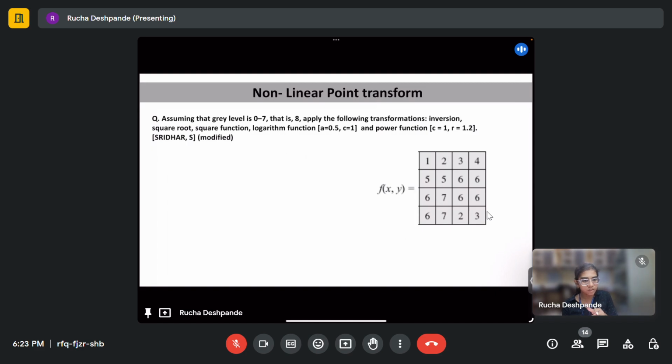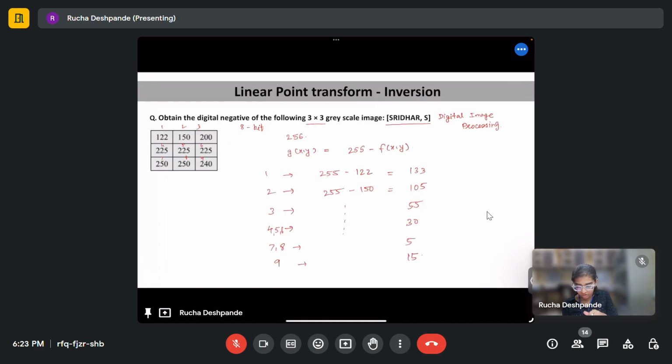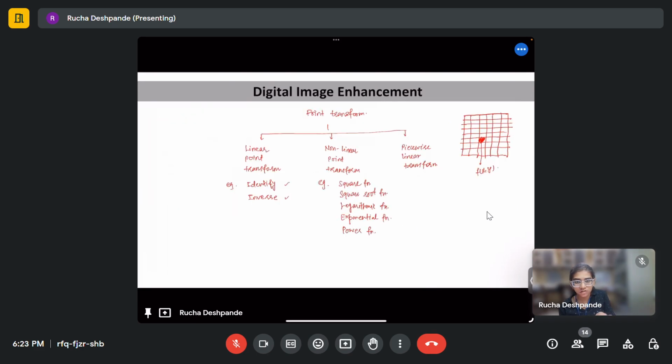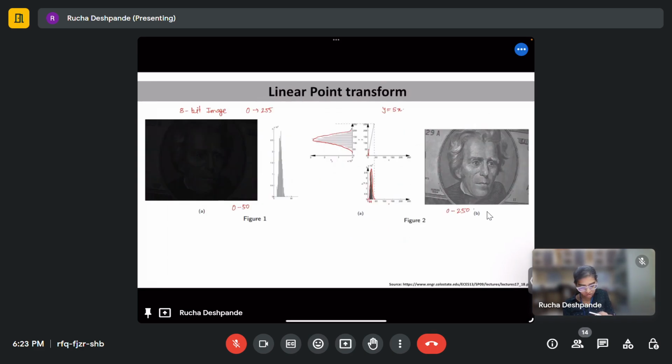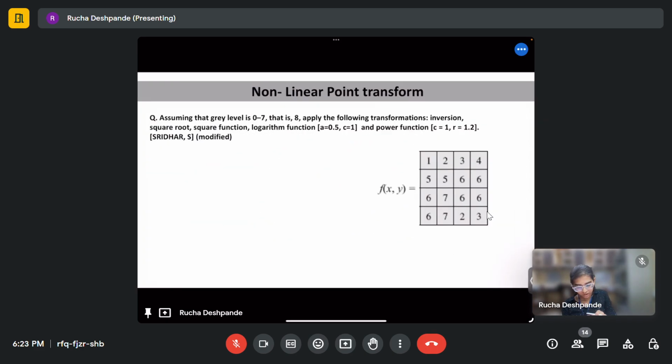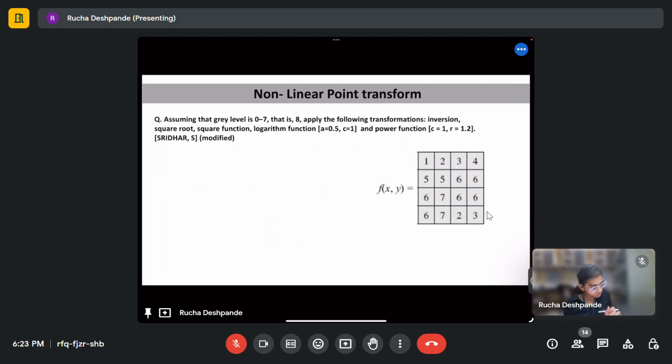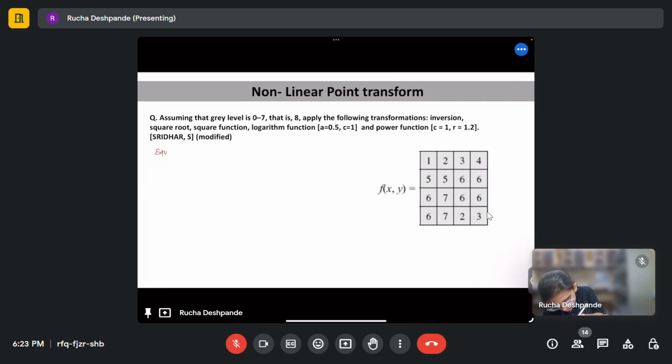Okay, so we'll move on to nonlinear point transform. Here we saw that these many functions can be applied in nonlinear point transform. So let's look at their formulas. For the square function, and here what we need is inversion and square root.